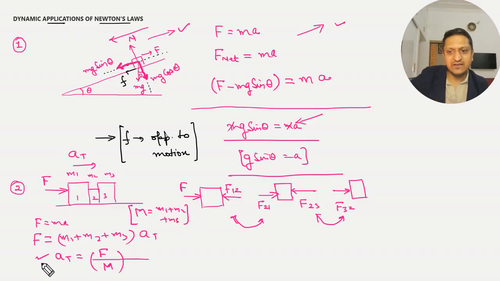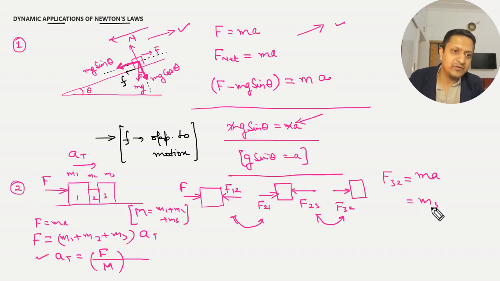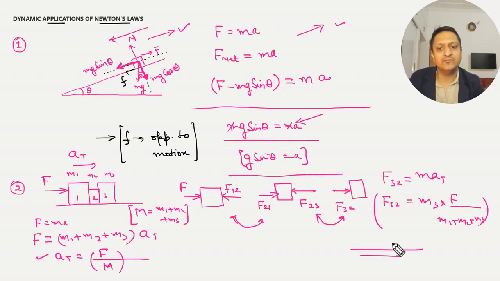So once you have the acceleration, this object will also be moving with the same. So now you can say that F32 will be equal to ma, and m will be m3. So now this a will be the same, so it is force upon total mass. So this is how you have to solve these types of questions. So this is the first, this is the second.